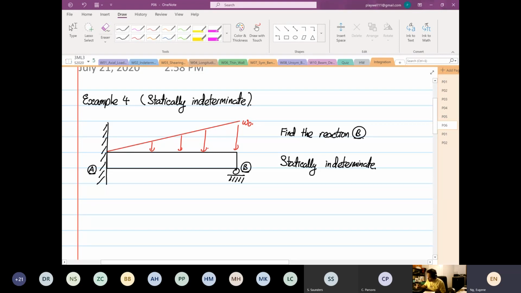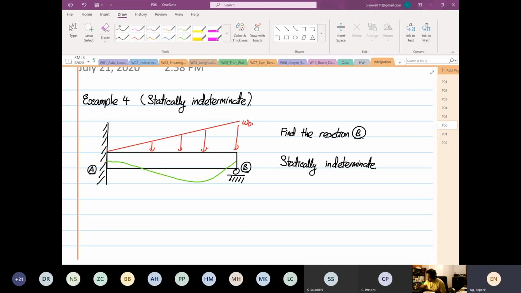So how will this structure deform? The structure will deform this way. Not really well drawn. Not happy with it. So this is how the structure is going to deform.